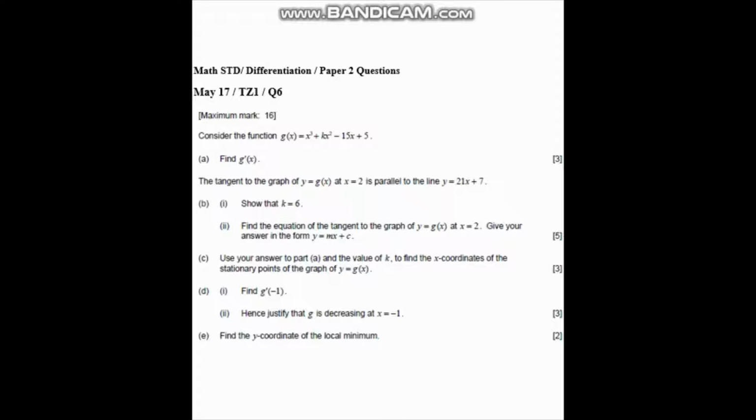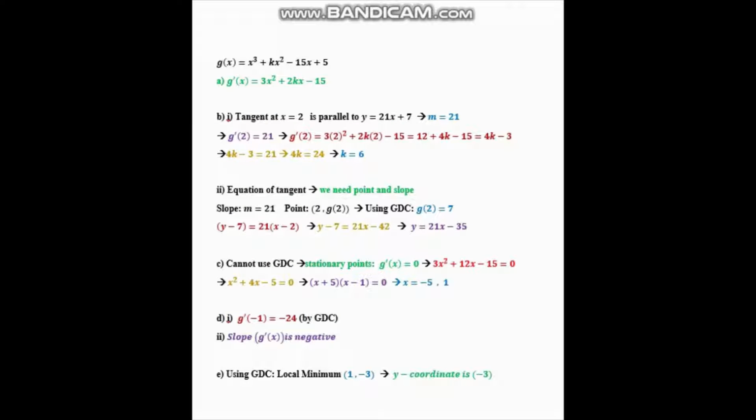I shall now attempt to solve May 2017 Time Zone 1 question 6. Kindly take a minute and attempt to solve, and the answer shall follow through shortly. So in A you are required to find the derivative of g of x, g dash of x, and there is your g dash in green.